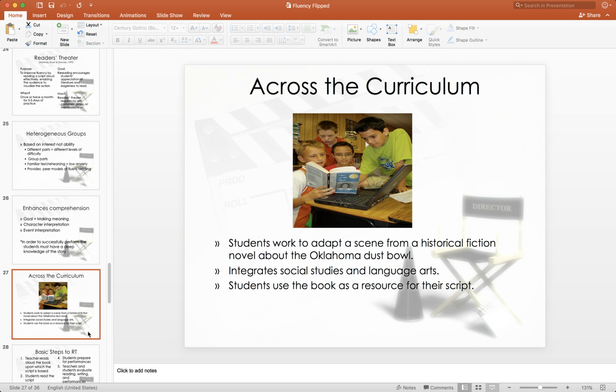Readers Theater can be used across the curriculum. So in every subject area, students can work to adapt a scene from a historical fiction novel about the Oklahoma Dust Bowl. And so that's the picture you see here, Into the Dust. They can integrate social studies and language arts, and they can use the book as a resource for their script. So not only can they read scripts, but we can have students write scripts.